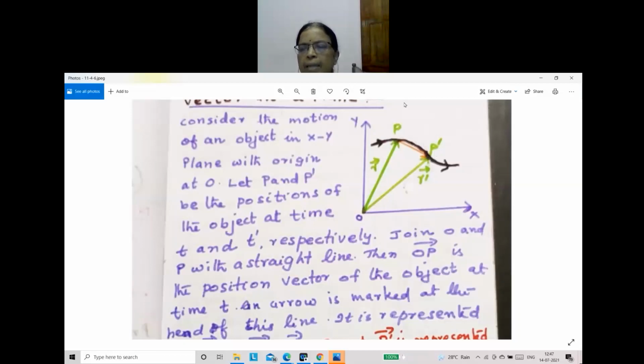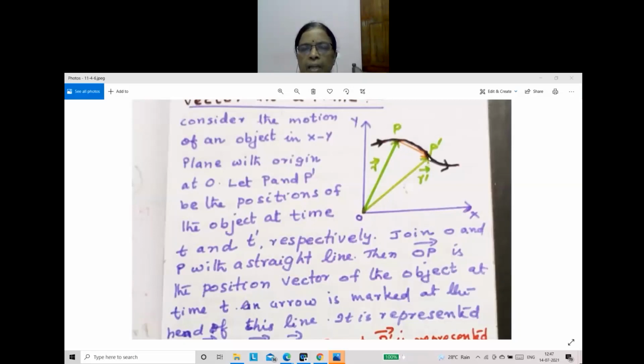At a time T, the body is at P. At a later time T dash, the body is at P dash. Now what is the displacement vector? A straight line is drawn from P to P dash. This orange colored line you can see is the displacement vector.